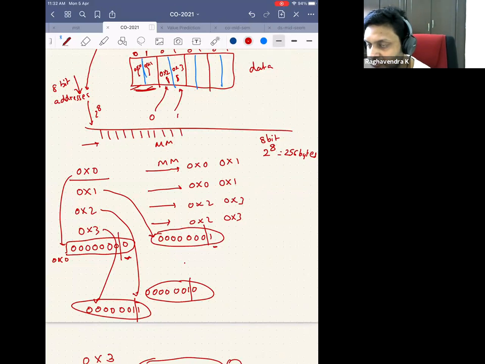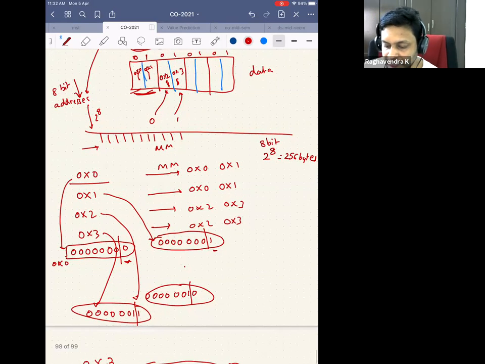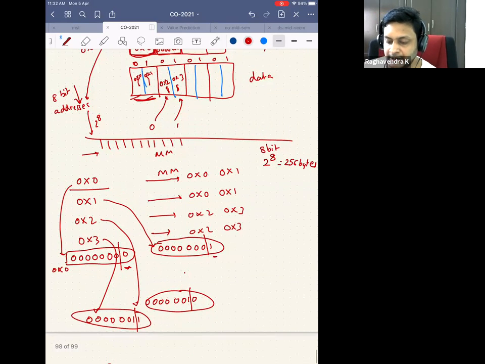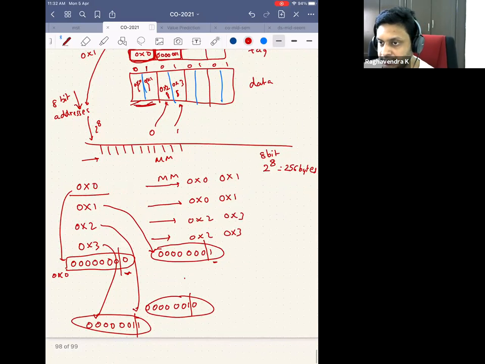Now, does this make sense? Anyway, I'll be repeating it again, but I'll give you some time to think about it. Just think about it and let me know if there are any flaws in this design.